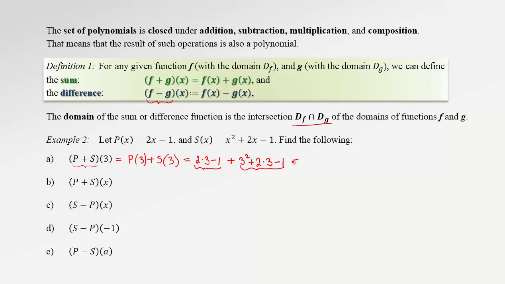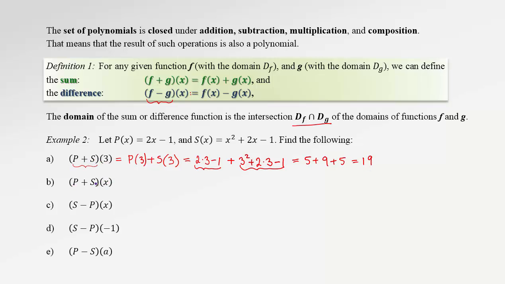Okay, to finish it, we just need to use some arithmetic. So 6 minus 1 is 5, plus 3 squared is 9, plus 6 minus 1, so plus another 5. Altogether 19. Therefore, the value of this function p plus s at the point 3 is equal to 19.